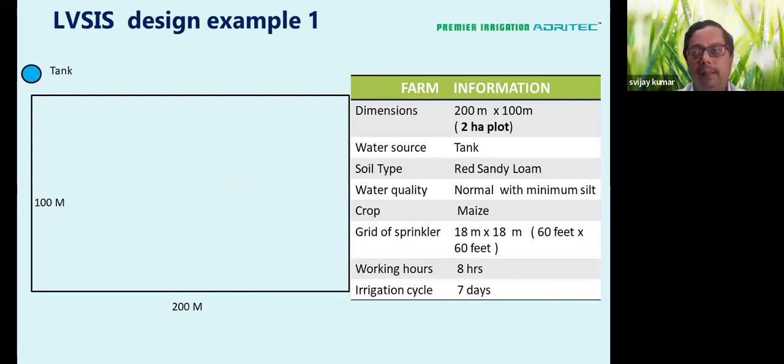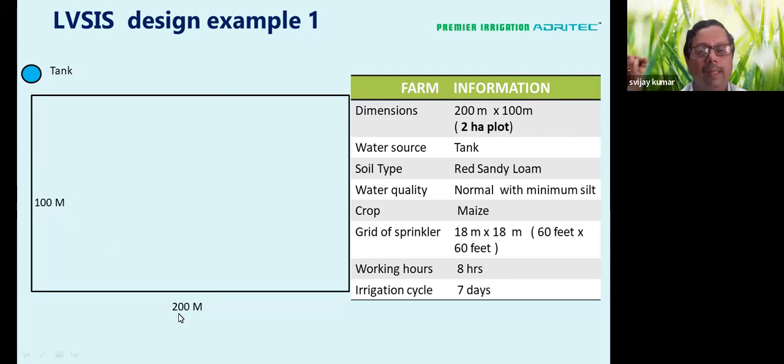Now let us understand this whole exercise with the help of an example, like how I had taught the drip design. So now I'm assuming a plot which is around 100 meters by 200 meters. That means the area is exactly 2 hectares. 100 multiplied by 200 is 2 hectares. The water source is a tank. From the tank, we are going to supply water to this particular area. And for the water quality, we are assuming that it is normal with a very minimum quantity of silt.